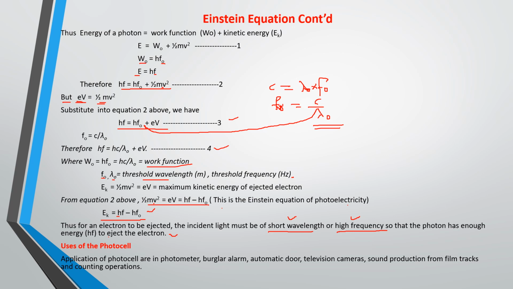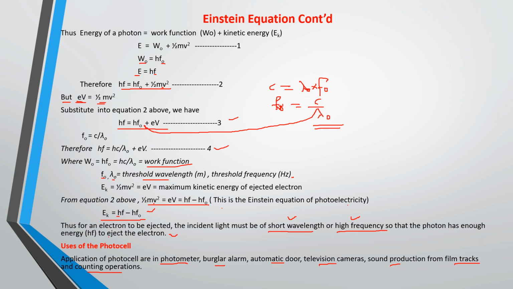So when we talk about the use of photocells, which are applications of the photoelectric effect, we have them in potentiometers, burglar alarms, automatic doors, television cameras, sound production, film tracks, and counting devices. So photocells are applied in all these instances. It is good that you take note of all this.